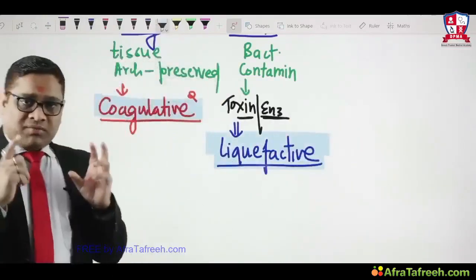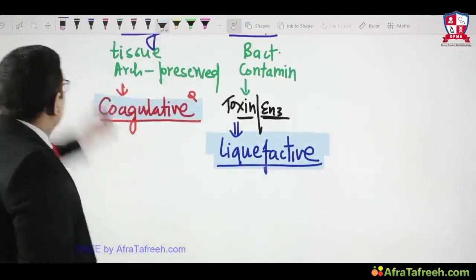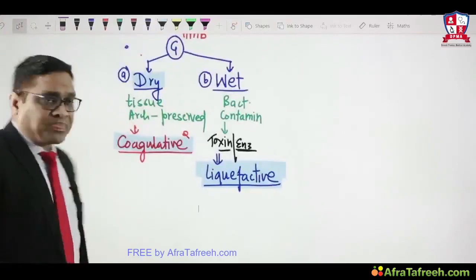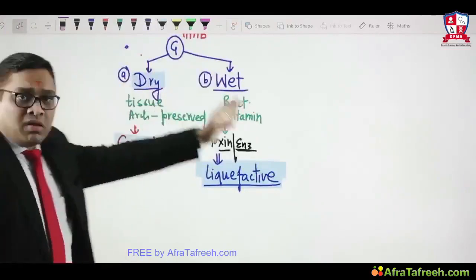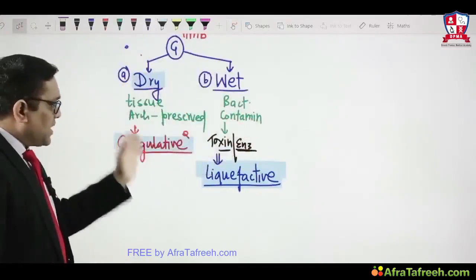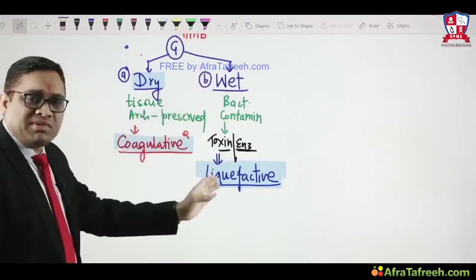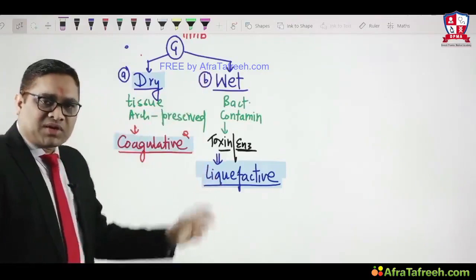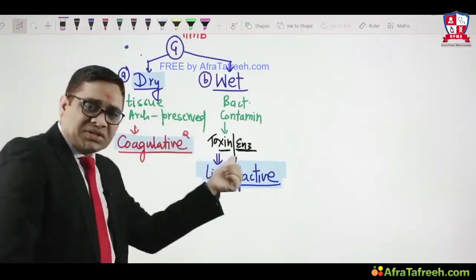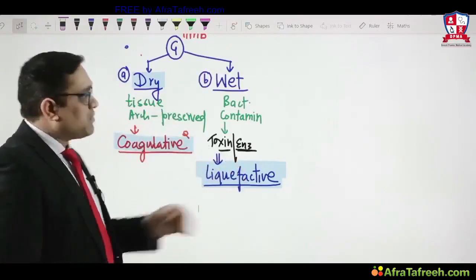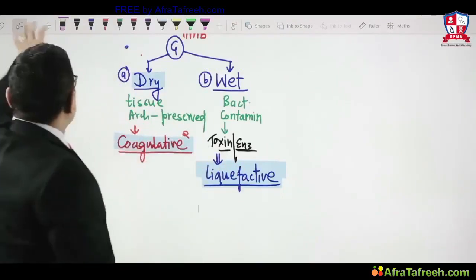So that's a very important point to understand. When the examiner talks about gangrene, dry gangrene, wet gangrene: in dry gangrene architecture is preserved, so it's coagulative. In wet gangrene architecture will be lost because of the liquefaction of the tissue, because of the toxins and enzymes of the bacteria. So this is liquefactive, right? So this point we have to keep in mind for gangrene, right?